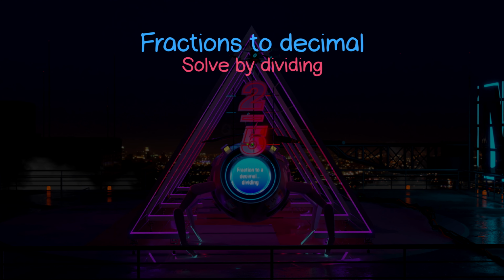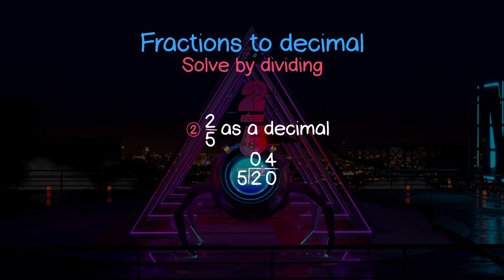What is 2/5 as a decimal? So let's set up our division problem. And now 5 doesn't go into 2, so we carry the 2 and 0 up the top. 5 goes into 20 4 times exactly, 4 up the top, making 2/5 as a decimal become 0.4.